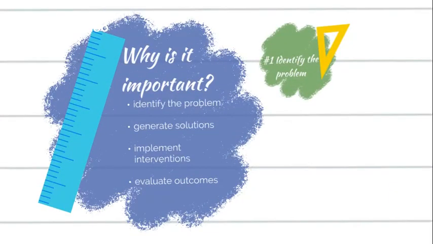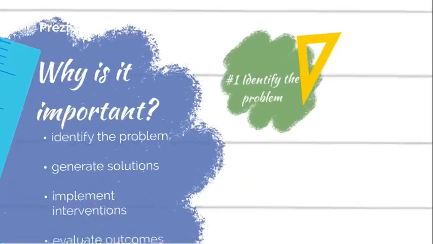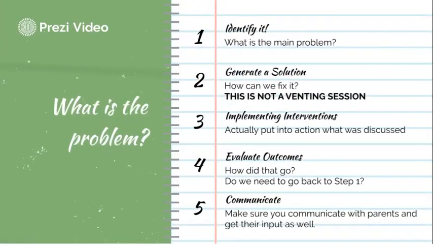Why is this important? Well, you're going to identify the problem, generate solutions, implement interventions, and evaluate outcomes. What is the problem? Well, you've got to identify it. What is your main problem that you need to sit down and solve? Then you are going to generate a solution. How can we fix this? This is not a venting session where you get to just vent about the issue. Yes, there is a time and a place for that, but this is not it. This is where we generate a solution.